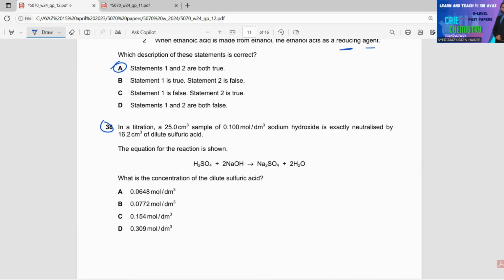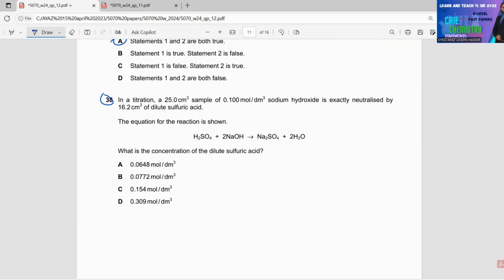38. In a titration, a 25 centimeter cube sample of 0.1 mole per dm cube sodium hydroxide is exactly neutralized by 16.2 centimeter cube of dilute sulfuric acid. The equation for the reaction is shown: H2SO4 plus 2 NaOH gives Na2SO4 plus 2H2O. What is the concentration of the dilute sulfuric acid? So let's consider the number of moles of sulfuric acid as N1. For NaOH, it's N2. So N1 is 1, N2 is 2 for NaOH. For volume of sulfuric acid, V1. For volume of NaOH, V2. Volume of sulfuric acid is given, yes, it's 16.2. What about sodium hydroxide? It's also given, 25.